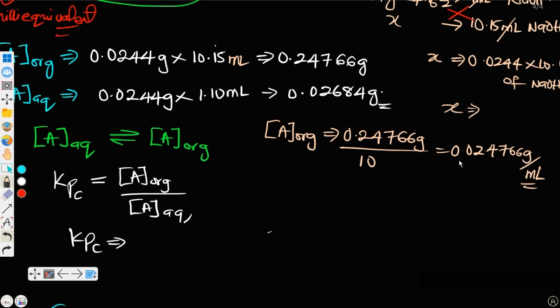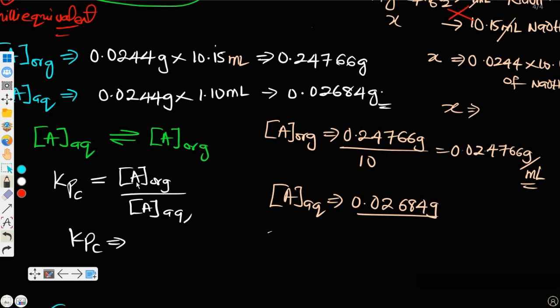But at the end of the day, it's going to give you the same answer. But it's also good that we express it like this. So the concentration of A organic in gram per mole will be this. Now, however, the concentration of A in the aqueous phase in gram per mole will also be this amount you have here in gram, which is 0.02684 gram divided by how many mole of the aqueous phase did you actually withdraw.